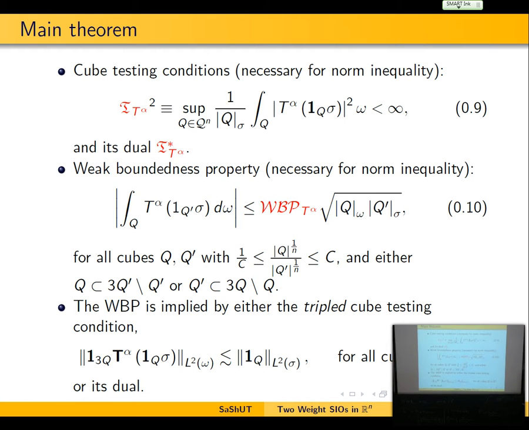Don't worry too much about this because it's going to disappear in a moment. But in any case, it's analogous to the David-Journé T1 case, which basically says whenever you test in cubes, one cube inside another outside, which are basically neighbors, of more or less the same size, then you get a certain constant. As the name suggests, it's weak. For example, it's implied by the triple testing condition, or its dual. It's very easy to see. So the point is, if you can test the testing condition, it shouldn't be too hard to also test this one. But as I said, this is going to disappear in a moment, so don't worry too much about it.